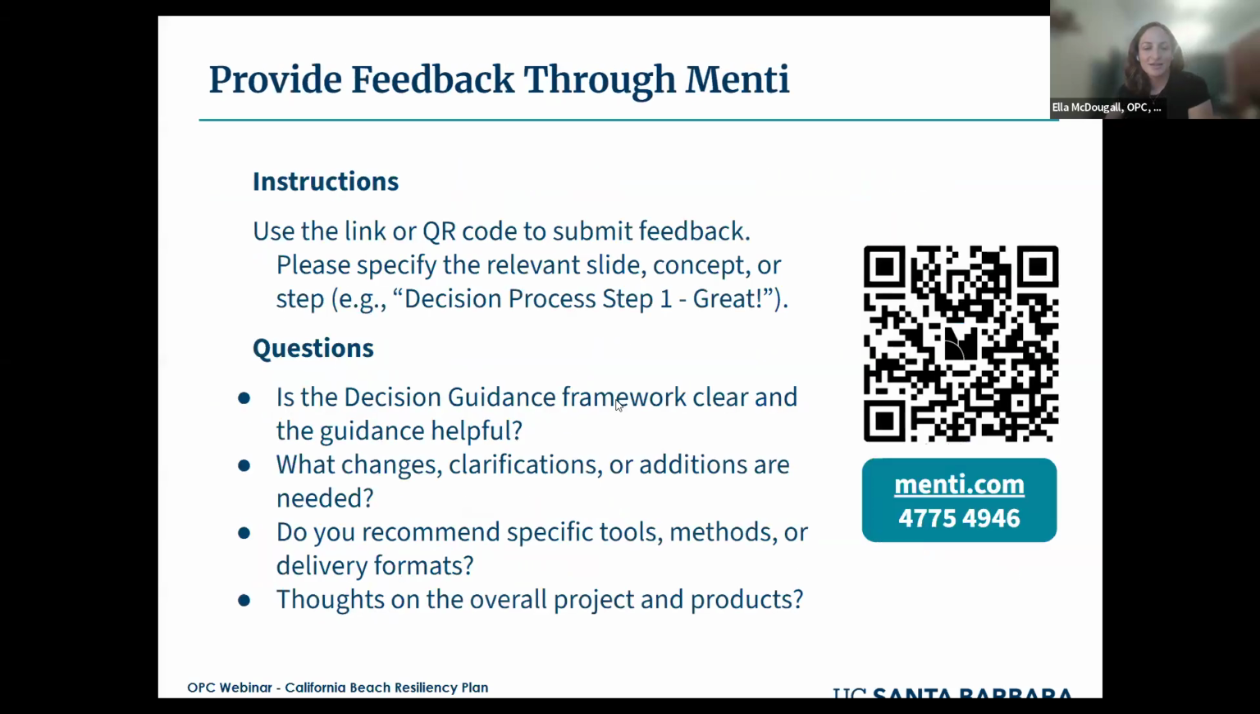Thank you so much, Jen. It's really helpful to get the history and background and context of why we're here today and the purpose of the Beach Resiliency Plan. With that, I do just want to turn it back over to Dr. Charles Lester, who is the director of the Ocean and Coastal Policy Center at UC Santa Barbara and the principal investigator for the Beach Resiliency Plan, who's going to walk through everything with us. So thank you, Jen, and over to you, Charles.